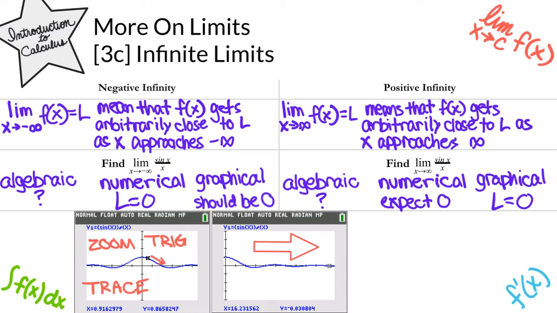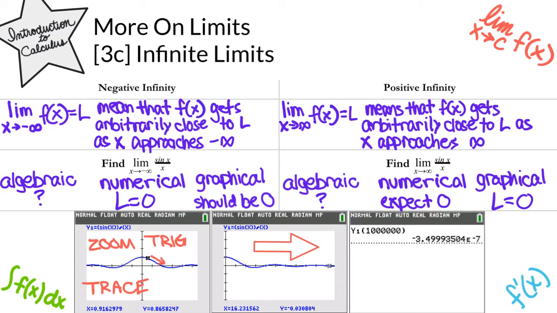Another thing that you could do on your main screen is simply plug in values into the function by pressing alpha trace, and you could plug in something like 100 or 1,000 or 1,000,000, and you would see that the results from your calculations would be really, really close to 0.